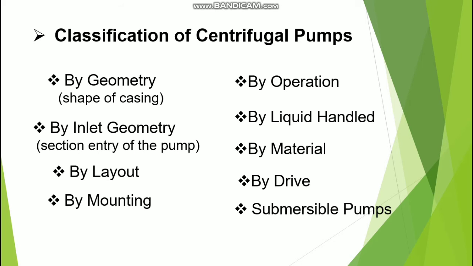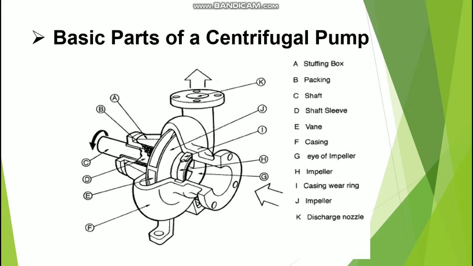So, naa ang stuffing box, packing, shaft sleeve, vane, casing, eye of impeller, casing ring, impeller, discharge nozzle. So, the impeller imparts velocity to the liquid resulting from centrifugal force as the impeller is rotated. Then the casing gives direction to the flow from the impeller and converts this velocity energy into pressure energy, which is usually measured in feet of head. The shaft transmits power from the driver to the impeller.